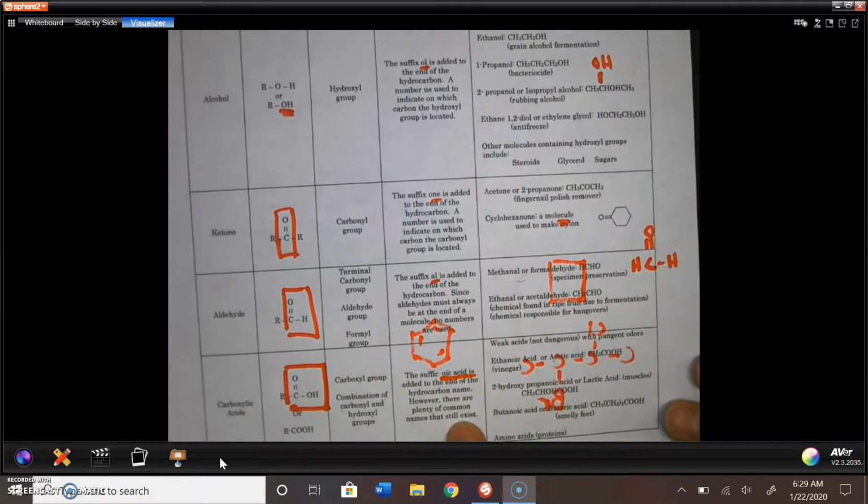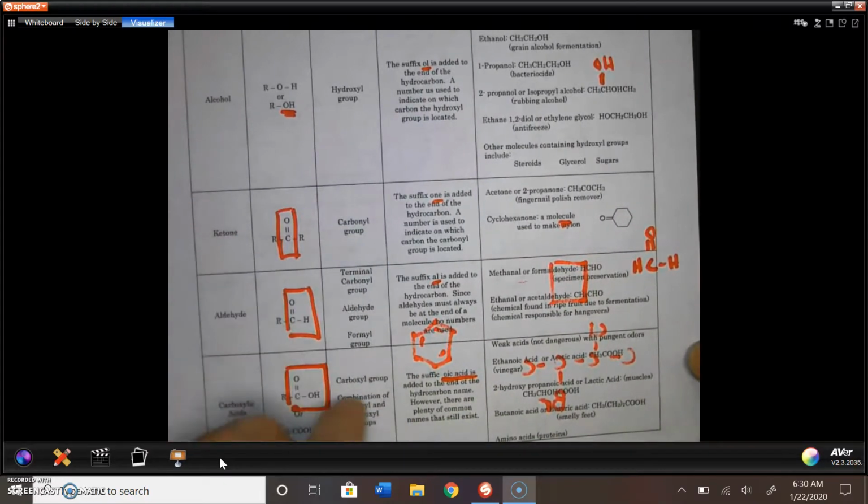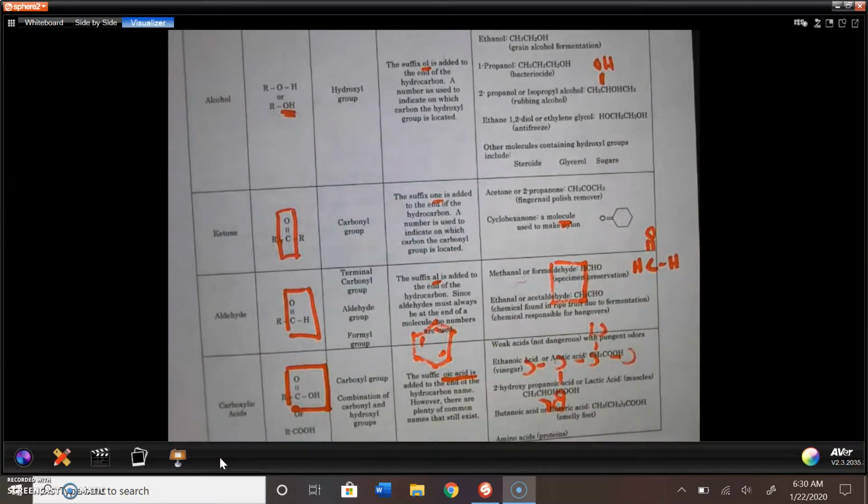You also have to know how to name things, because I'm not giving you how to name things on the little cheat sheet that I give you. I'm just giving you the recognition of what the functional group is. So you still have to know how to name them.